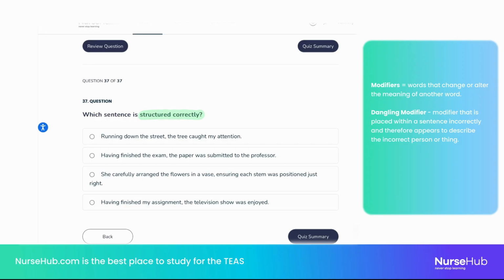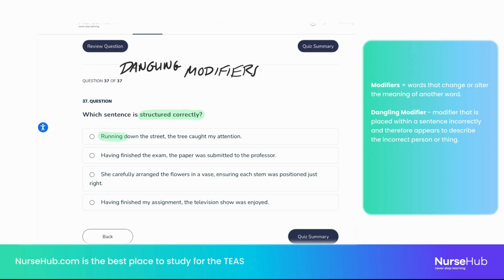Okay, so let's dive into each of these. Let's start with running down the street, the tree caught my attention. The biggest question here, and for all of these, we are looking at modifiers we've gone over before. Things that modify, things that change. And again, we're looking at dangling modifiers. So it's asking, what is it doing? For the very first one, running down the street, the tree caught my attention.